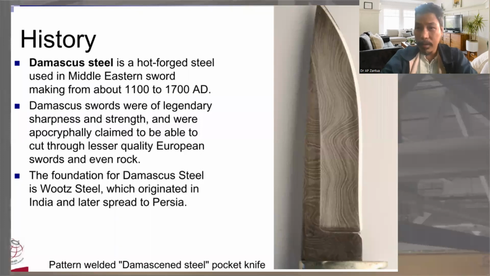So just by the look of it, it looks strong. It looks beautiful. Look at the lines. Arbitrary, random lines. So Damascus swords were of legendary sharpness and strength. Legendary. Look at the cutting edge. So we have the cutting edge on your right side, and the back side is the non-cutting edge. The dull end, the sharp end. Sharp side and the dull side.